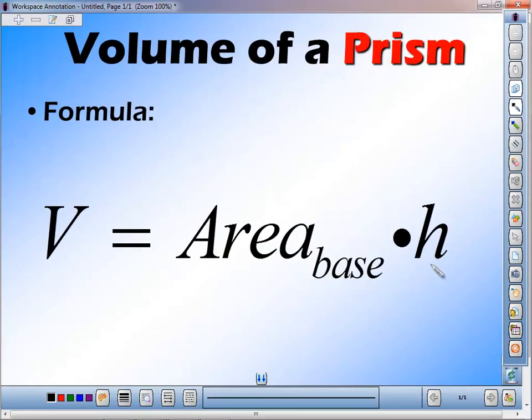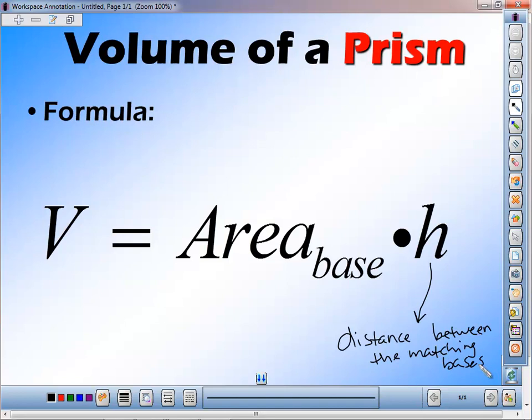So the height is the distance between the matching bases in a prism. And we know that all prisms have a pair of exact matching bases. Okay, so you're basically counting up how tall the rectangles are, those lateral faces. Area of the base times the height.